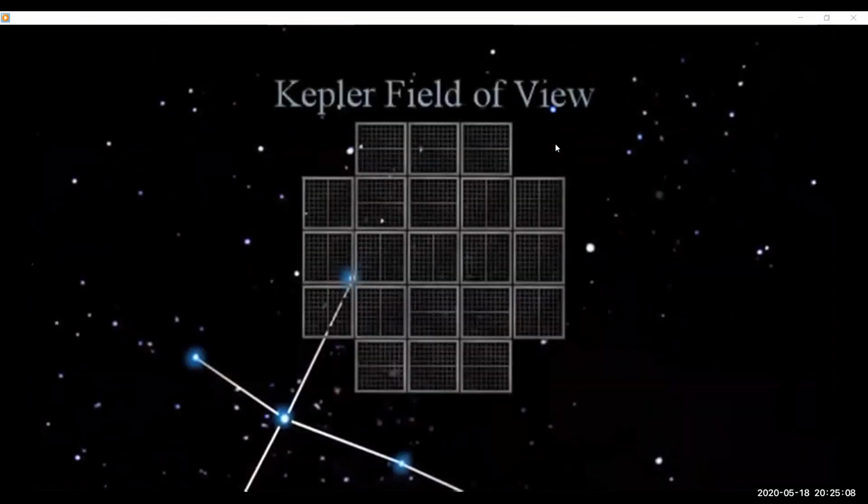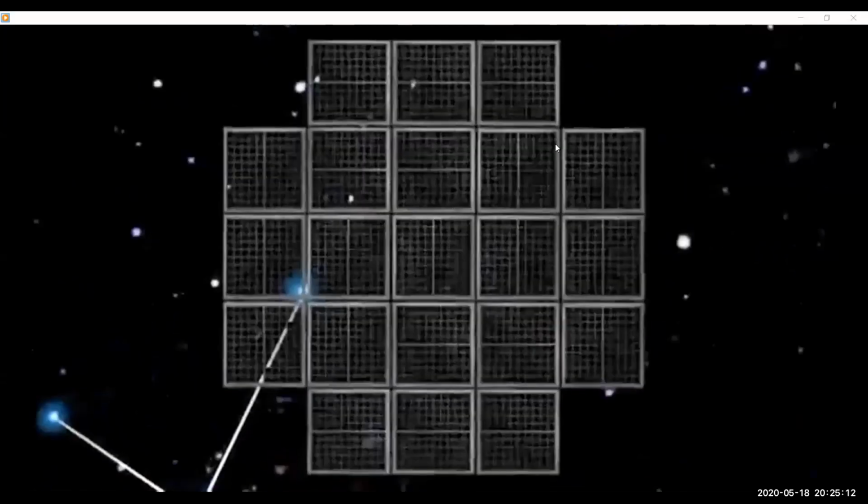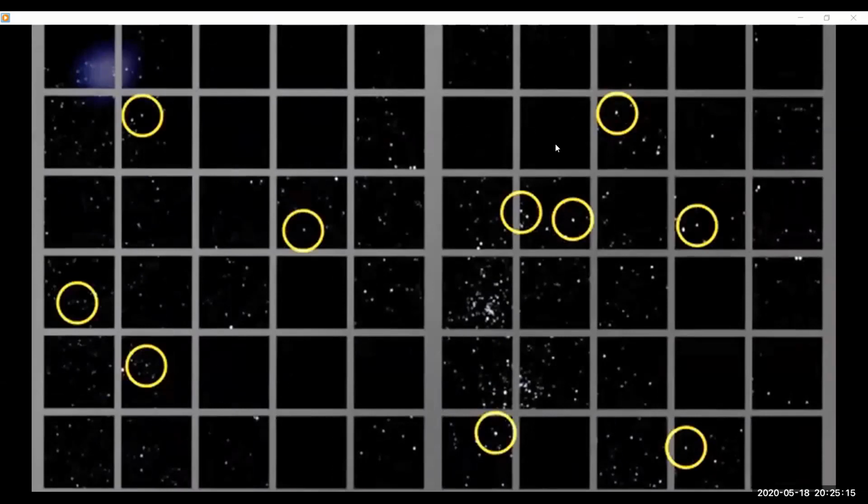Finally, we expect to end up with somewhere between a few hundred and a few thousand signals that are really planets around the stars that we're looking at.